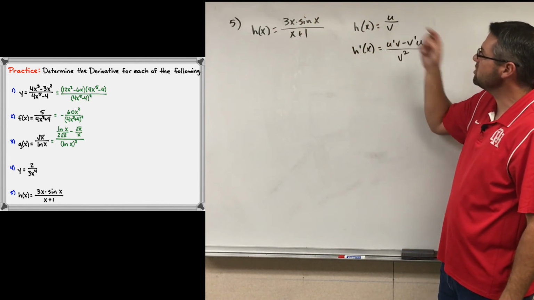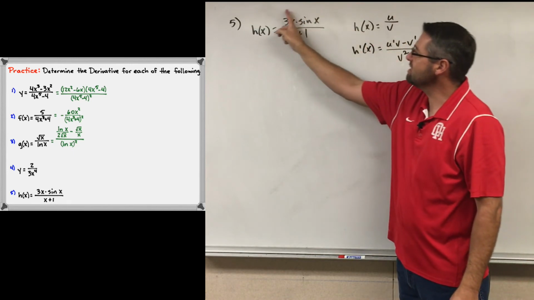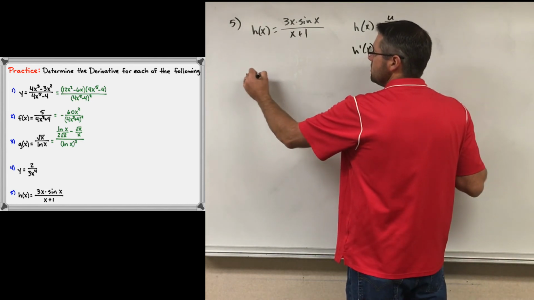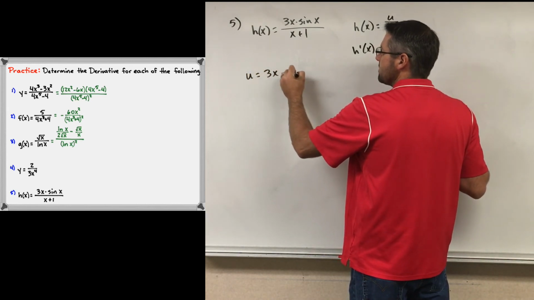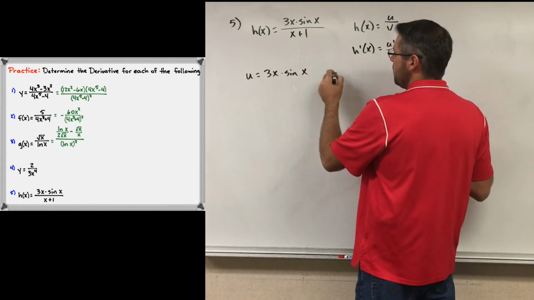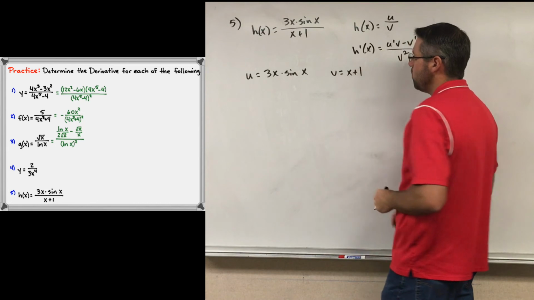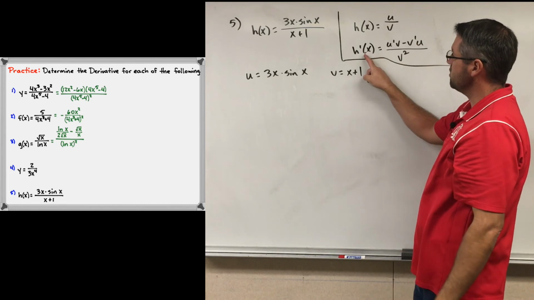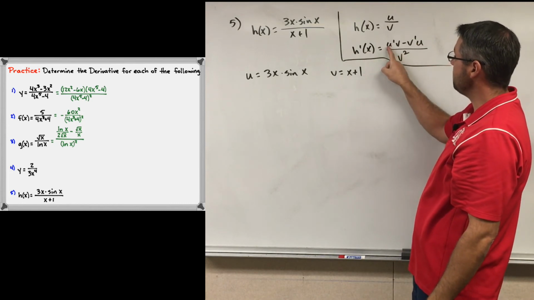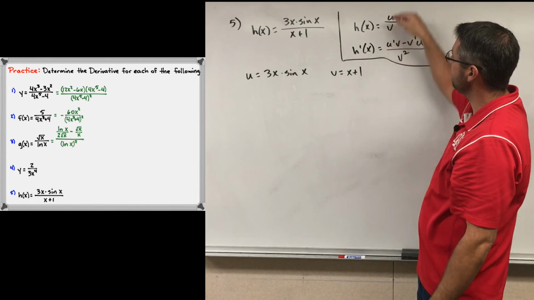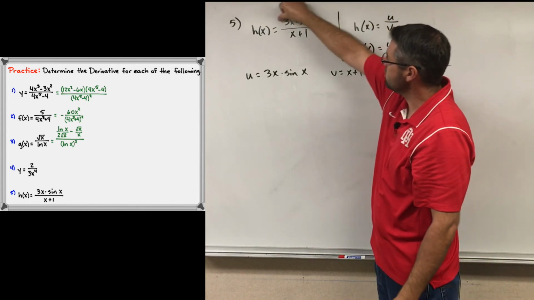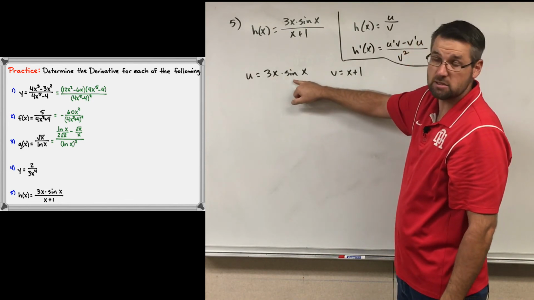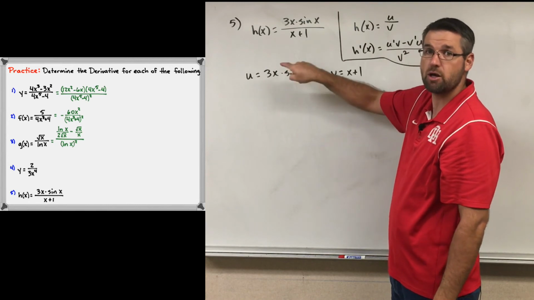comparing these two functions, what is u? U is the numerator. So if I was to write that down, if u is the numerator, that's 3x times sine of x. And then v would obviously be the denominator, x plus 1. Okay? Now, if I need to determine the derivative, to do that, I've got to figure out the derivative of u. I've got to figure out the derivative of the numerator. I have to figure out the derivative of this. The derivative of this is not just 3 cosine of x. It's a product. We have to use the product rule.